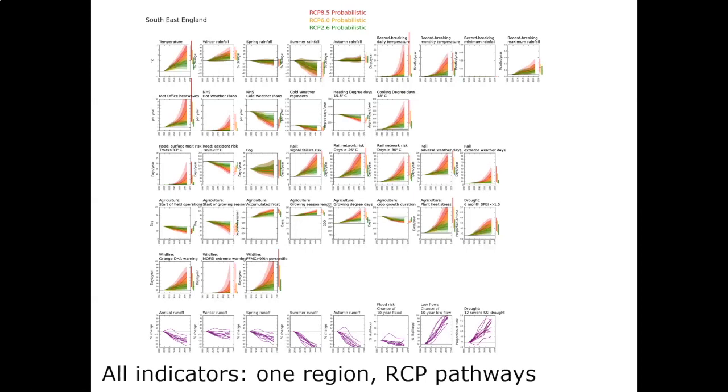I'm not going to talk about the specifics of this plot, apart from saying that the top row, in a sense, gives us the climate context. Second row has got some heat wave, cold weather type indicators. Third row has got some indicators relating to road and rail transport. Fourth row has got a series of agricultural indicators. Fifth row has got some wildfire indicators. And the bottom row has got some hydrological indicators.